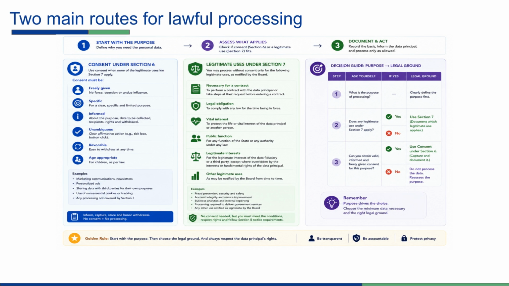There are two main routes for lawful processing: obtaining valid consent under Section 6 or relying on legitimate uses under Section 7. Always start by defining your purpose and then choosing the appropriate ground. A useful compliance discipline is to ask 3 questions in sequence. What is the purpose? Is there a valid Section 7 ground? And if not, do we have valid consent? This prevents both overuse of consent and misuse of legitimate use exceptions.